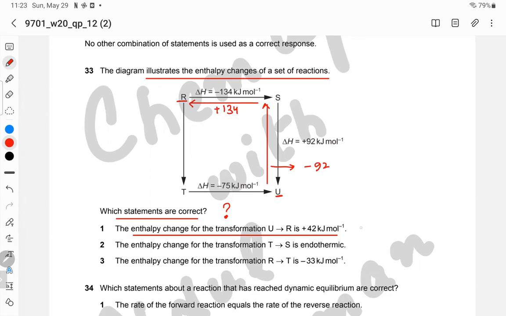So if I calculate the enthalpy change, because both reactions are occurring in the same direction, their enthalpy changes must be added. So positive 134 minus 92, what does it give me? 4 minus 2, 2, and 13 minus 9, 4. So I am getting a positive 42 answer. So the first statement is correct. Is this clear to everyone?